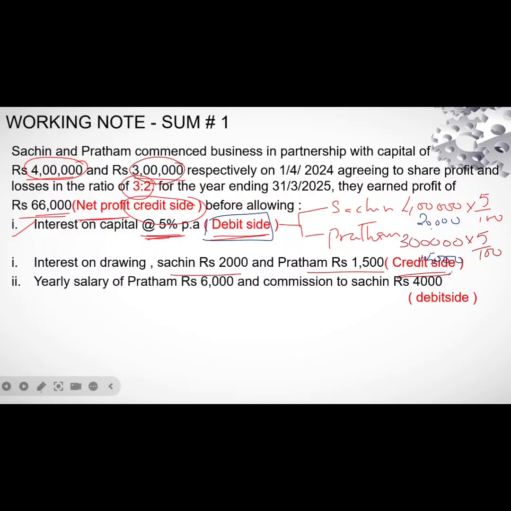The next adjustment is the salary. So it says that salary has to be paid to Pratham rupees 6,000 and commission has to be paid to Sachin rupees 4,000. So salary and commission has to be paid by the firm to the partners. So it is an expense for the firm. So therefore it will appear on the debit side of the profit and loss appropriation account, and it is directly given to us.